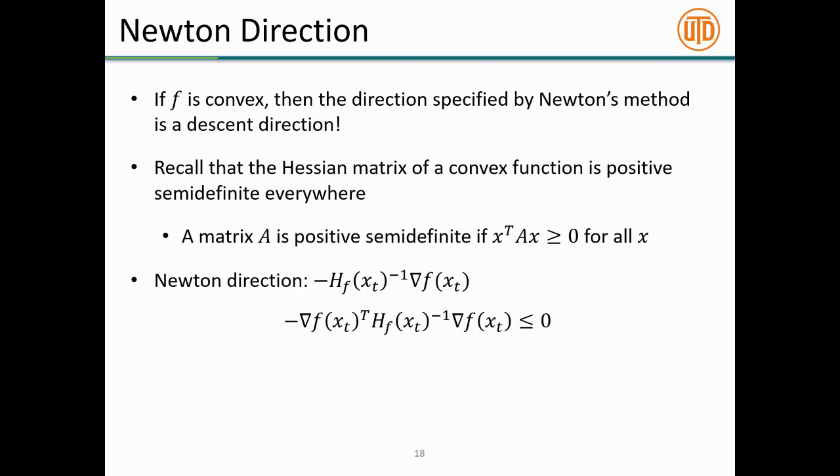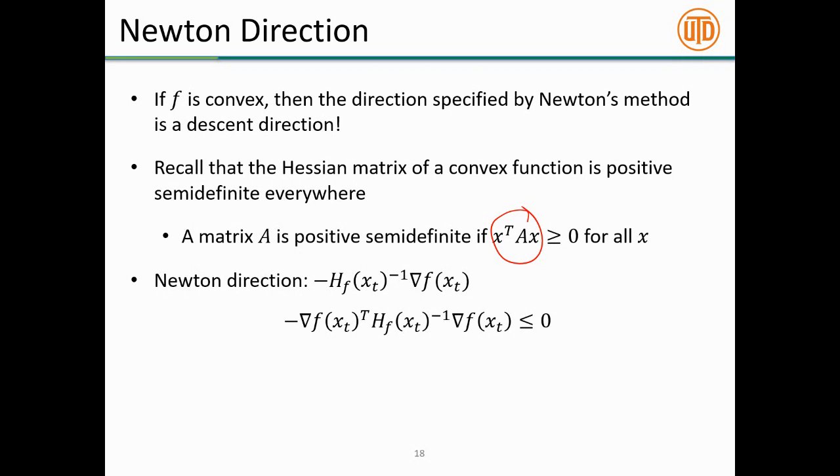To see that it's a descent direction, we need to remember two things: one about directional derivatives, and one about Hessian matrices. The first is that when a multivariate function f is convex, that means that its Hessian matrix is positive semi-definite everywhere. A matrix A is positive semi-definite if x transpose Ax is greater than or equal to 0 for all x. Again, this x transpose Ax is just a quadratic function of x that we get by summing over all i and j of a_ij times x_i x_j. If that's greater than or equal to 0 for all x, then we say the matrix A is positive semi-definite.